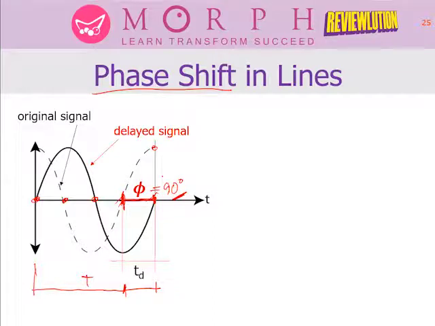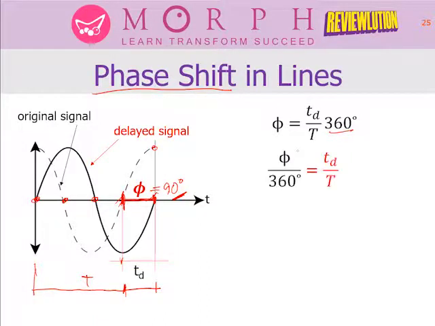So pwede tayong gumawa ng equation, no? That the phase shift created by this line is equal to the time delay over the period, which is 1/4. So 1/4 times 360, that gives us 90. Or in short talaga, this is just ratio and proportion, no? Time delay over the period equal also yan sa phase shift over 360. Diba? 90 over 360 is 1/4. Time delay mo to period is 1/4 also. So that is now napaka-simple.